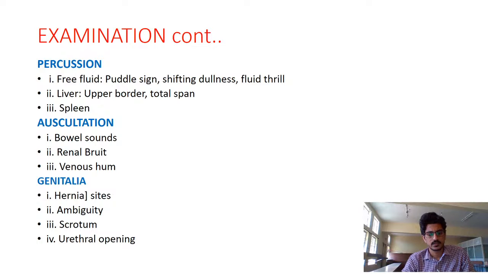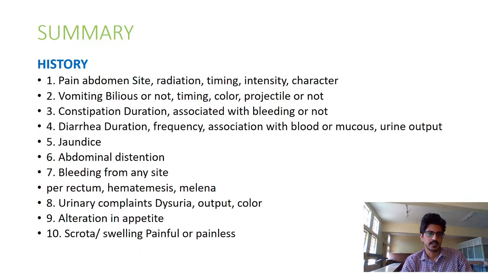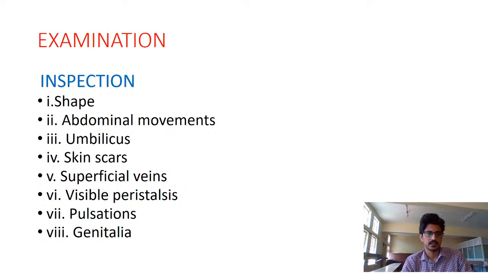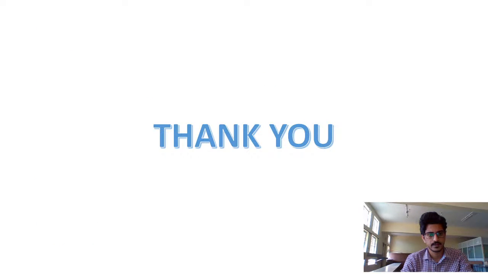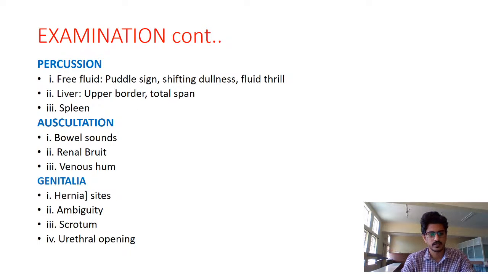So this is how the summary of the examination points are to be noted. Basically, you have to go through the history and in case of examination, inspection, palpation, percussion, auscultation, and genitalia. And we will go back to the case presentation, and we will see how we present the case basically. It's not over. Basically, we will go back to the case presentation.